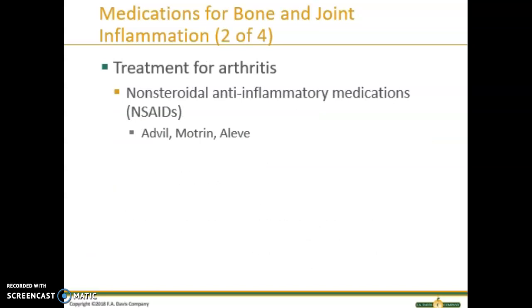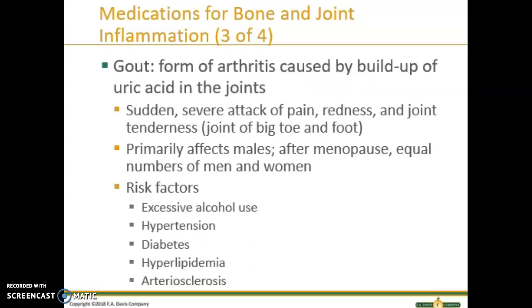The treatments for arthritis include nonsteroidal anti-inflammatory medications, or NSAIDs, as we've learned in the past, which might include Advil, Motrin, or Aleve. Gout is a form of arthritis, and it's caused by buildup of uric acid in the joints. Uric acid is a natural byproduct of metabolism, and it's excreted by the kidneys. So some of the signs and symptoms: sudden severe attack of pain, redness, and joint tenderness.